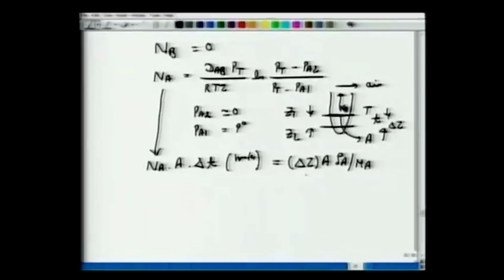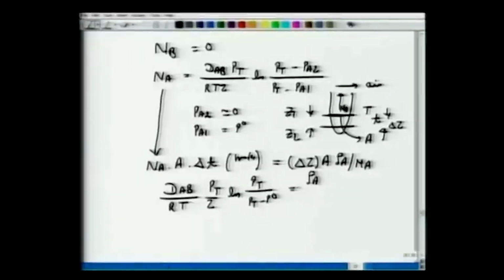We can now integrate this dZ over this del Z to obtain this relation, DAB RT. It's just simple substitution: Pt over Z ln of Pt over Pt minus vapor pressure, with PA2 we can assume 0, equal to rho A over Ma into dz over dt. So del Z over del T, we take the limit del T tends to 0. We have obtained this relation. We substituted Na from here.